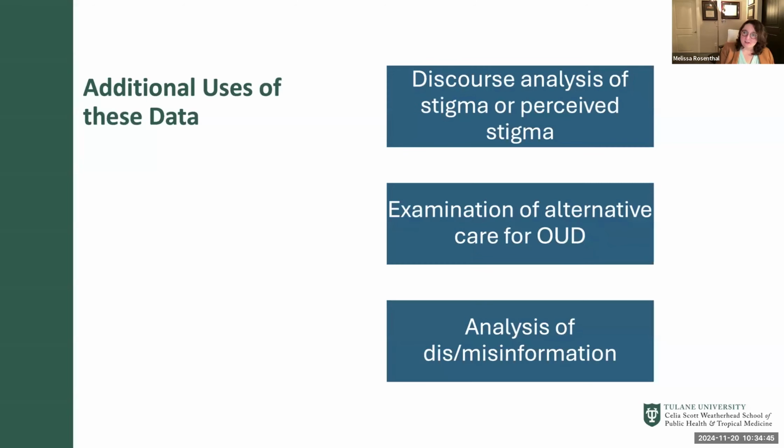It's worth noting that these data, while large in scope, do provide a lot of avenues for additional research. Namely, you could do a whole range of discourse analyses of stigma, perceived stigma related to drug use. You could also do an entirely different, nuanced examination of alternative care for OUD, specifically looking at kratom and ibogaine and seeing if these more traditional remedies are effective and what patients are saying. And you can do an entire analysis of disinformation and misinformation related to drug use and just in general. We got a lot of information around disinformation and misinformation of a whole range of public health topics that weren't related to our research question.